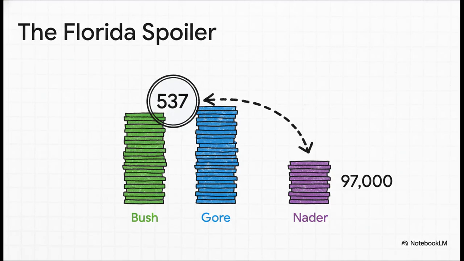So where's the spoiler? Well, his name was Ralph Nader. He was the Green Party candidate, and he got over 97,000 votes in Florida. Now, when you look at the exit polls, it's clear that a huge chunk of his voters would have picked Al Gore as their second choice over George W. Bush. It's a mathematical certainty that if Nader hadn't been in the race, Gore would have gotten those 537 votes and thousands more, completely changing the outcome of the election.